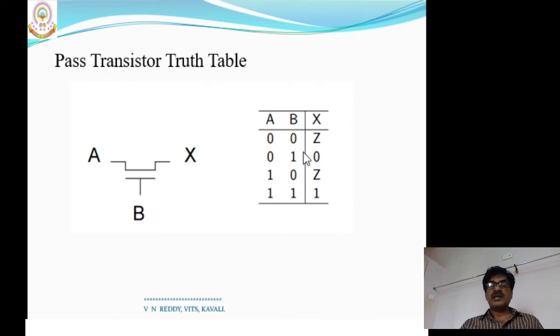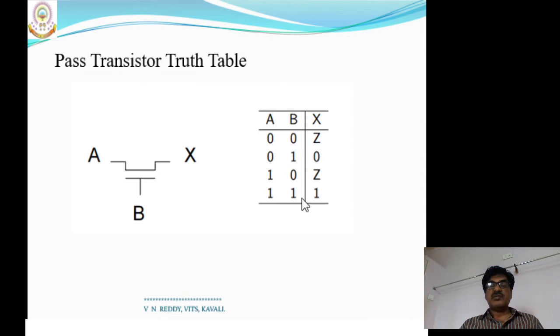Let us take the second condition. A is 0, B is 1. B is 1 means the MOS transistor or pass transistor is switched on. When it is on, whatever voltage is available at one end, you get the same at the other end. So since A is 0, X is also 0. Similarly, for another combination, A is 1, B is 0. Now B is 0, so the transistor is in off mode, hence again X equals Z.